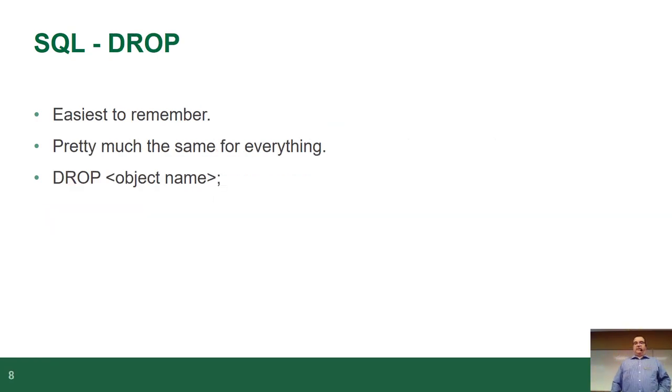The last command after alter, because there's no point even showing syntax on the slide for alter because it changes per object type. Drop is easy to remember. It's the easiest to remember, and it's the same for pretty much everything. It's drop, object name. So if you had a table called test, you go drop table test. Gone. And this is where I usually put in my big warning about the SQL language. There's no undo. There's no control Z. It's really, really fast.